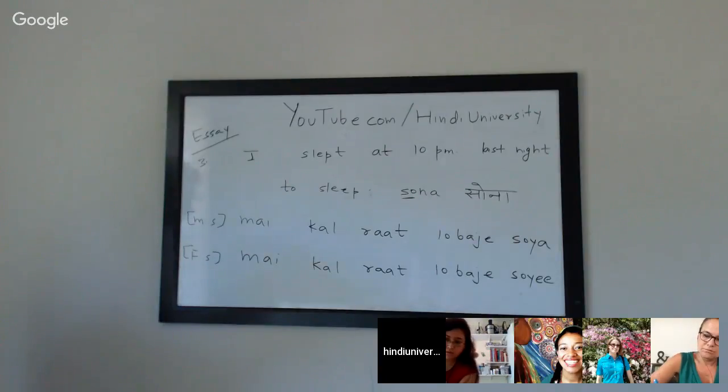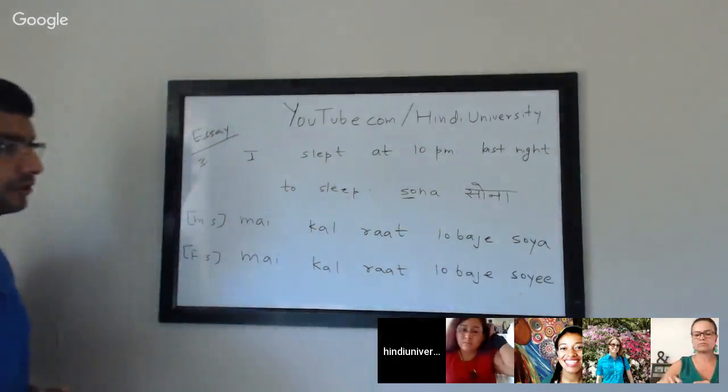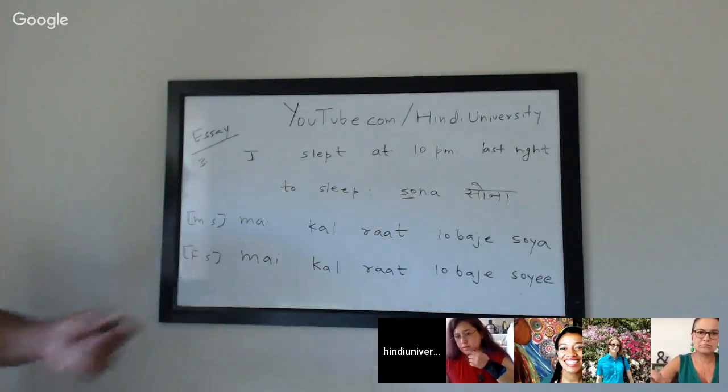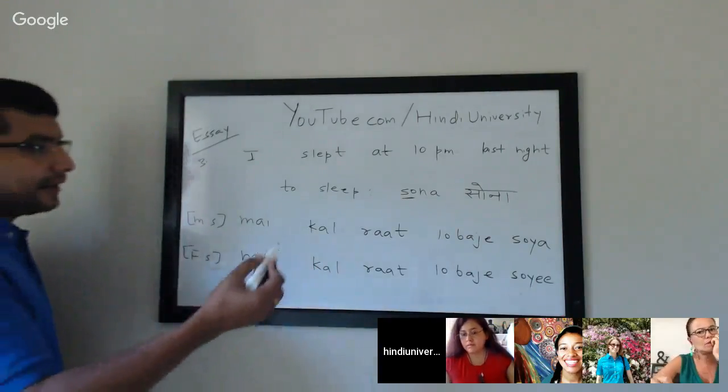You can use the postposition को also. मैं कल रात को 10 बजे सोया और मैं कल रात को 10 बजे सोई. That's completely correct. If you don't write it, that's basically implied that at night, right? At night is रात को.